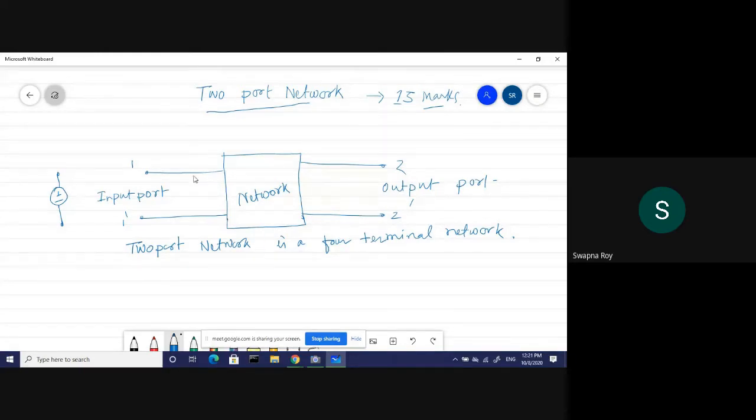Basically, we consider that current is entering the rectangular box. So this current is I1, and again this current is I2. Actually, I2 may be going out, but in a two-port network, we always represent this current as entering.